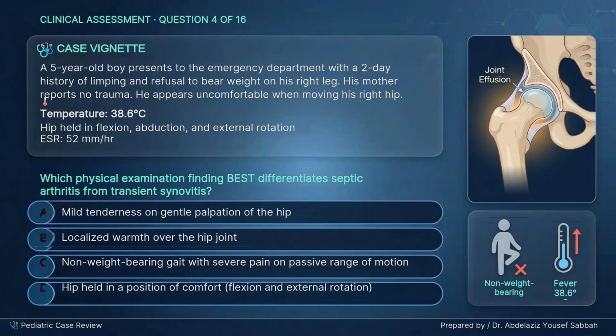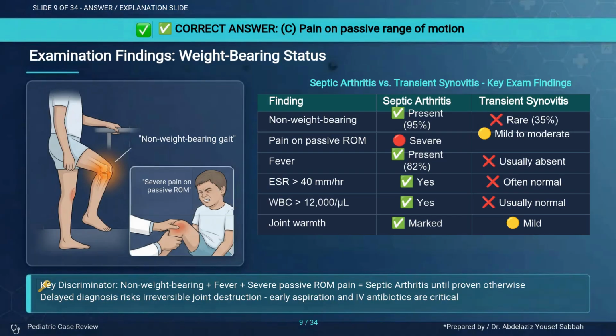Option A, mild tenderness on gentle palpation of the hip. Option B, localized warmth over the hip joint. Option C, non-weight-bearing gait with severe pain on passive range of motion. Option D, hip held in a position of comfort, flexion, and external rotation. The correct answer is option C, non-weight-bearing gait with severe pain on passive range of motion.